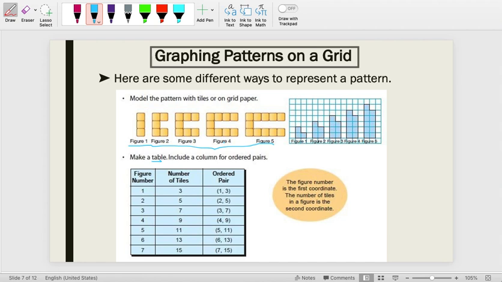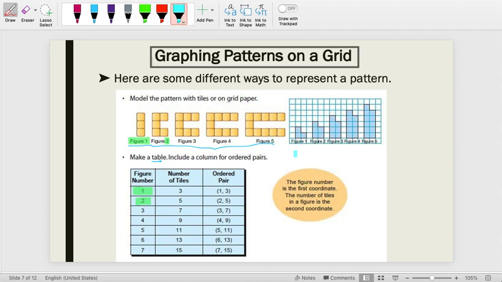The figure number is going to be the first coordinate, so I'm going to highlight that. So this is figure 1. This is going to be on your table your very first input value. Figure 2, notice, will be your second input value.